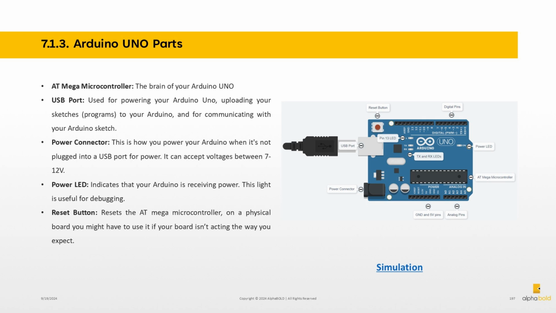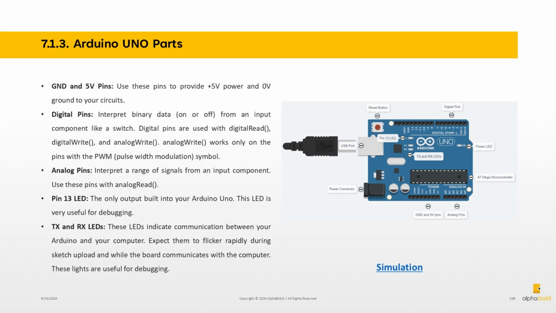Power LED indicates that your Arduino is receiving power. This light is useful for debugging. Reset button resets the ATmega microcontroller. On a physical board, you might have to use it if your board isn't acting the way you expect. GND and 5V pins: use these pins to provide plus 5V power and 0V ground to your circuits.